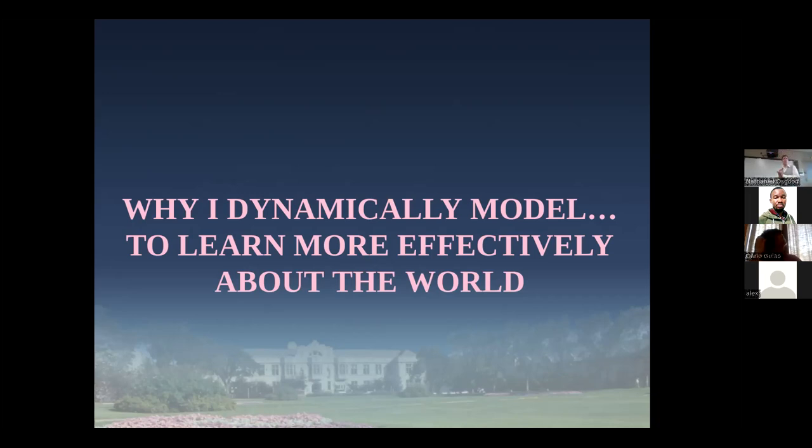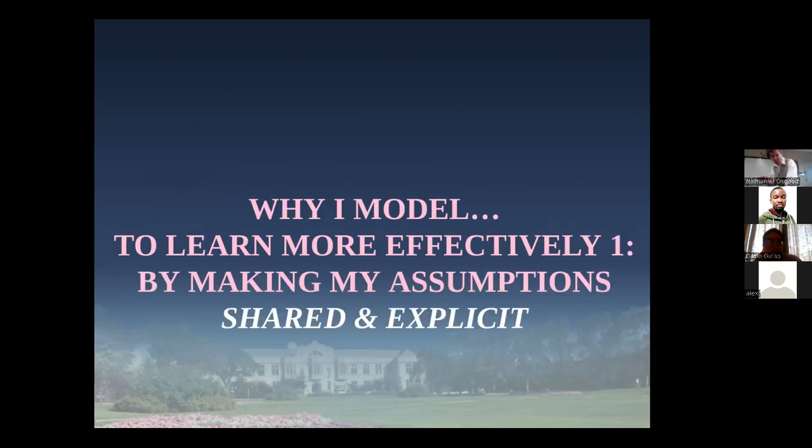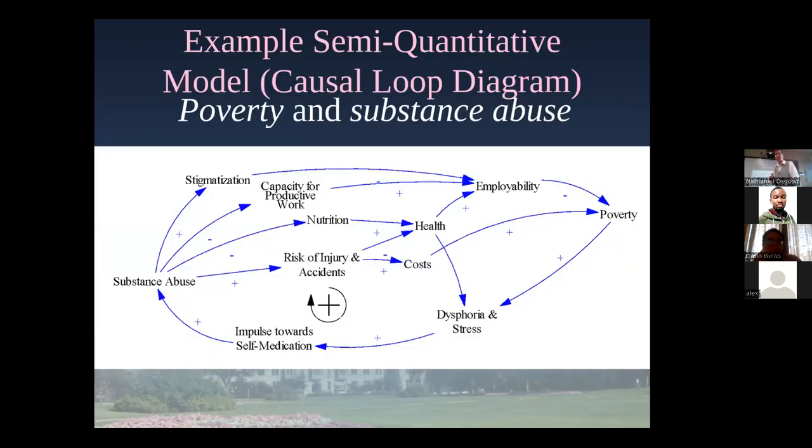I'd like to leave you with some thoughts about motivations for modeling here. And there's some new ones in here, which others may not have seen, ones that I thought were worth really bringing to the fore. So why dynamically model? Why do I dynamically model? One is to learn more effectively about the world. And part of this is to make my assumptions shared and explicit so they can be critiqued, because learning about the world is a collective effort.